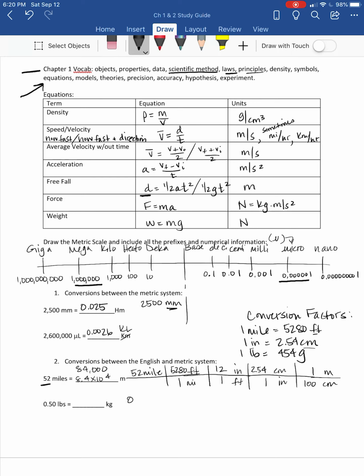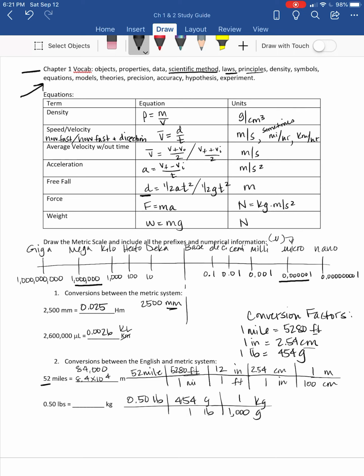So the next one, we've got 0.5 pounds, 0.50 pounds specifically. And it wants us to go from pounds to kilograms. So we have pounds to grams given to us, and then we can easily go from grams to kilograms. So for every 1 pound, there's 454 grams. For every 1 kilogram, there's 1,000 grams. So we're going to do 0.5 times 454 divided by 1,000.